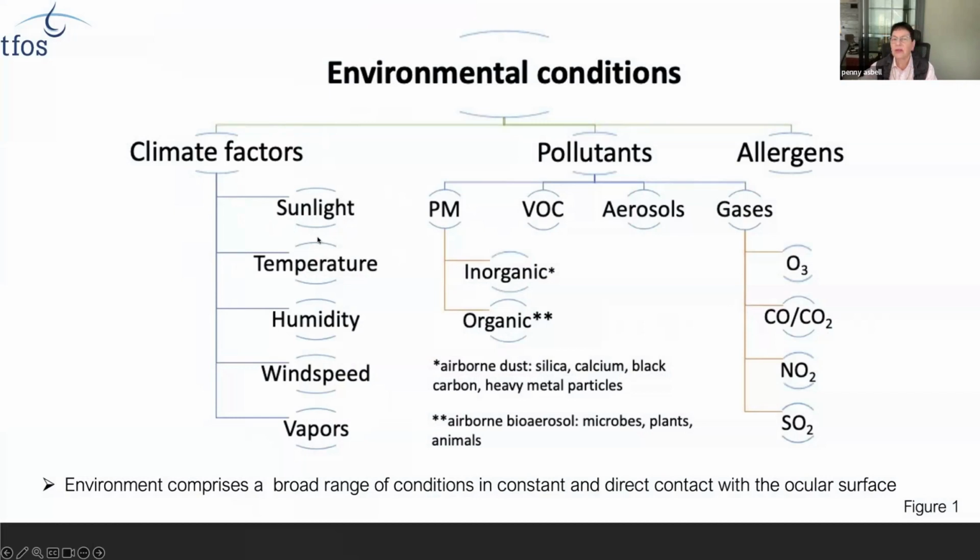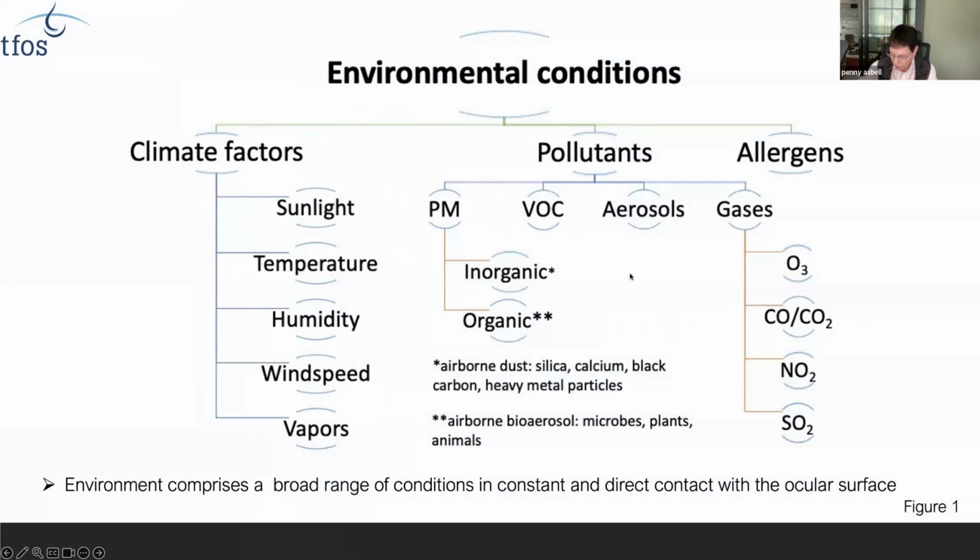Climate factors being things like sunlight, temperature, humidity, wind speed, vapors. And then the pollutants, the things that we associate with air pollution. And then certainly the things that cause allergies as well, which can be many things and dependent on the part of the world you're living in and the temperature, et cetera.